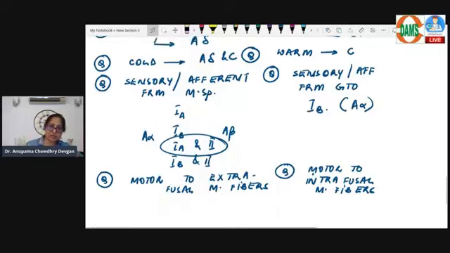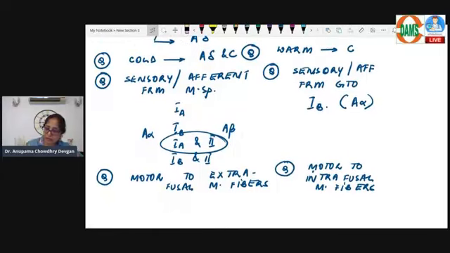Motor to the extrafusal muscle fibers is A alpha. Motor to the intrafusal muscle fibers is A gamma, right?